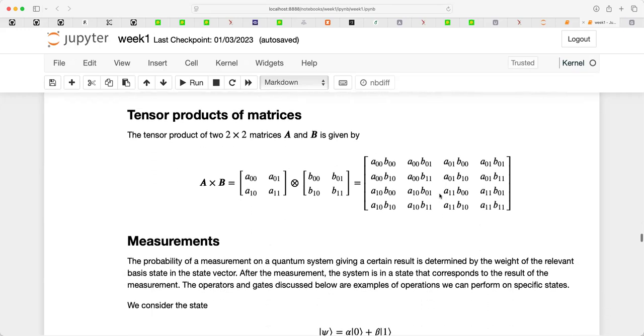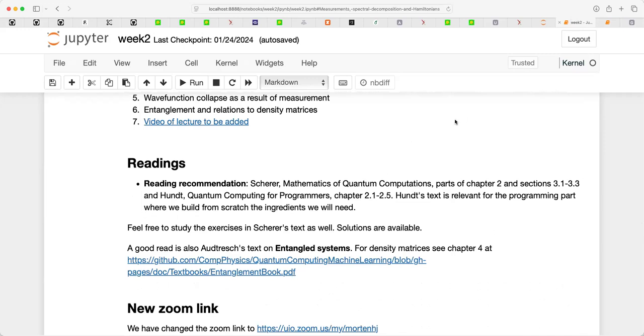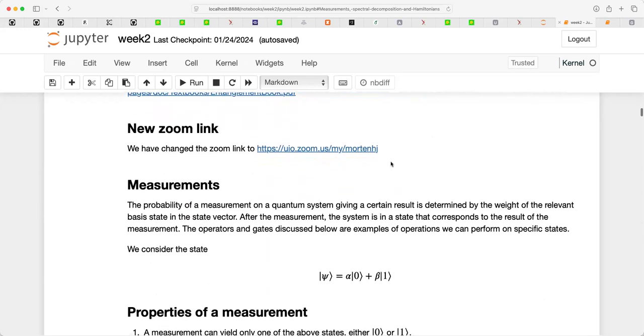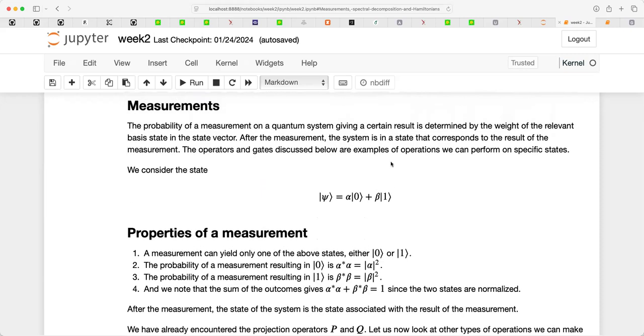So this is just a quick reminder here. So now I'm going to go back to the slides for this week. So that was a reminder about the mathematics which we need in order to represent the different states. So we are going to look a little bit closer today at measurements.